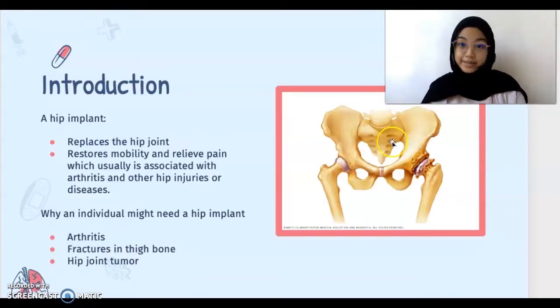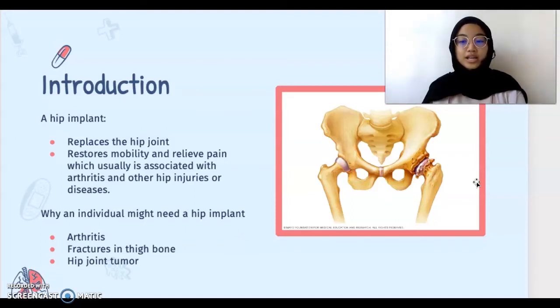So what is a hip implant? As you can see in the diagram here, it's actually an injured hip joint. So what a hip implant will do, it will basically just replace the hip joint so that it could restore mobility and relieve pain for the patient. It will not only relieve pain, but it could also ease the patient's daily routine.